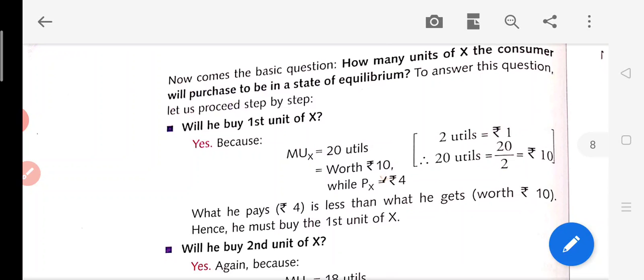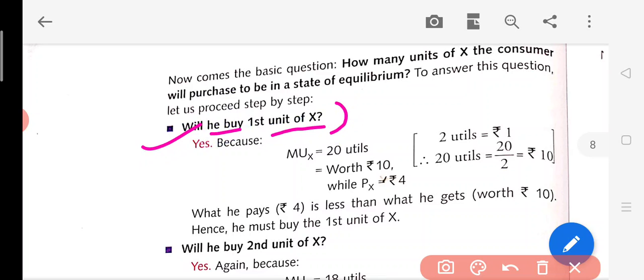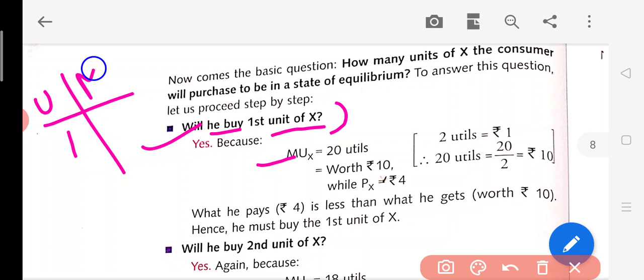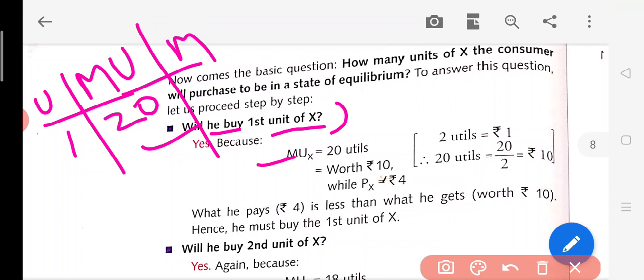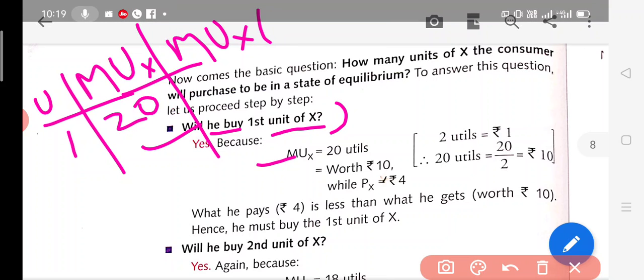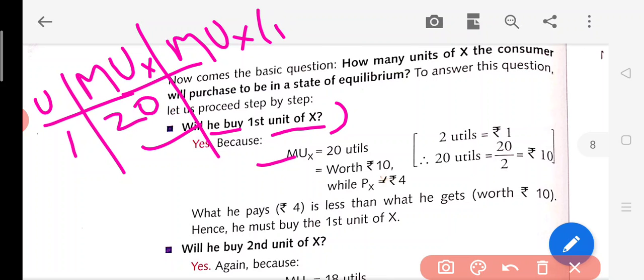Now here we have calculated in such a way, like here is a question: will the consumer buy the first unit, whether he will buy the first unit of X good or not. So here the answer is, suppose MUX is 20, the marginal utility is 20 for the first unit being consumed, and you have to calculate MUX in terms of money. Let's write in brackets, in terms of money, ITM.